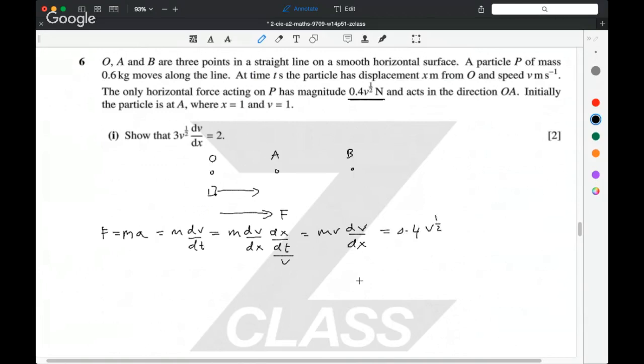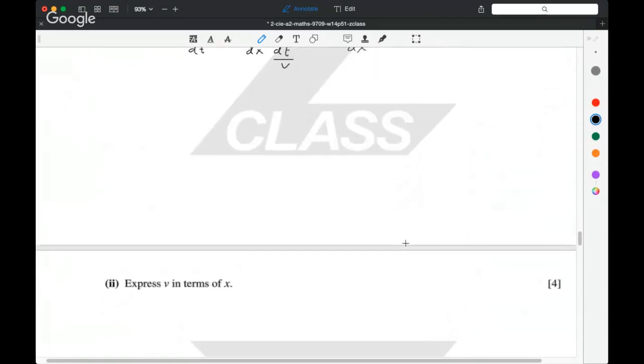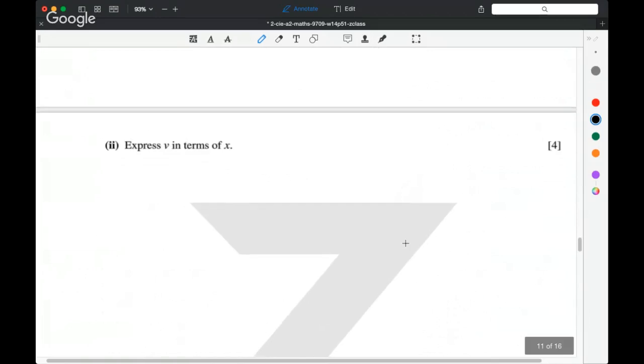So now we're required to integrate. If we take all the v's on this side, we get m v to the 1/2 dv is equal to 0.4. Oh wait, we're not required to integrate yet. In fact, we just divide. So this will lead straight to that if you plug in the mass. Now we're going to integrate.